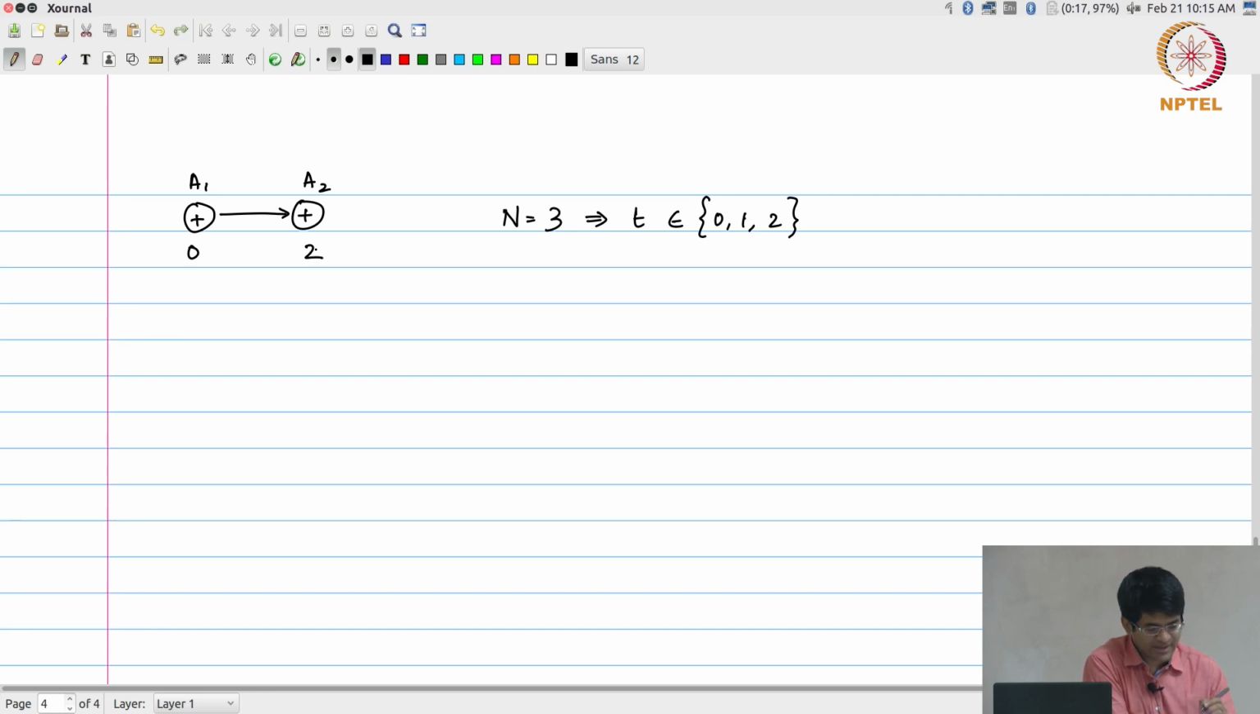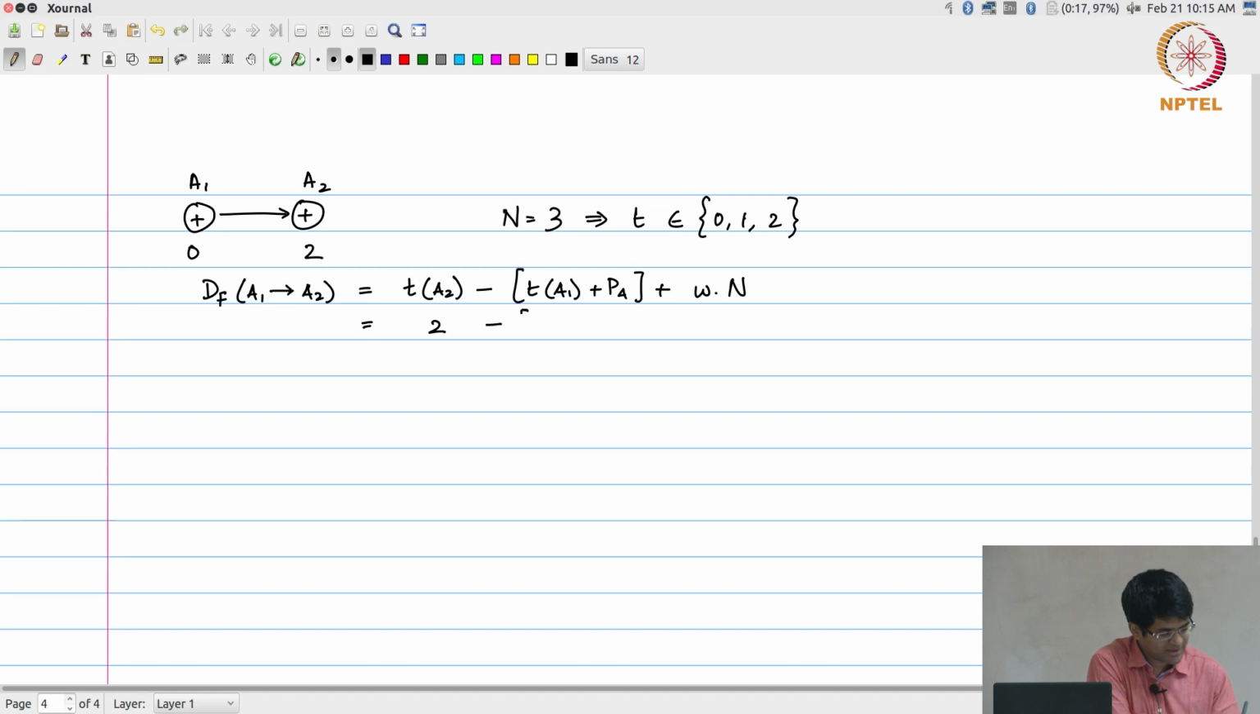So with this, what do we get? The df value now becomes the time of a2 minus the time of a1, plus w times n, which in this case is 2 minus 0 plus 1 plus 0, or in other words it is equal to 1.